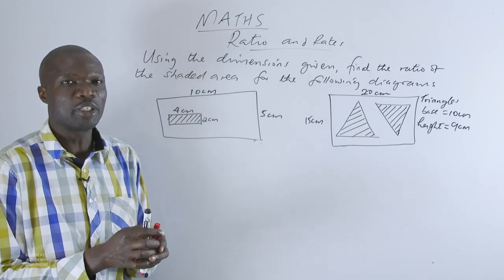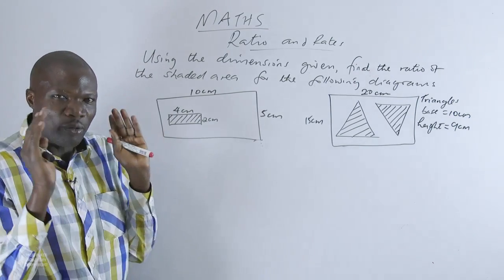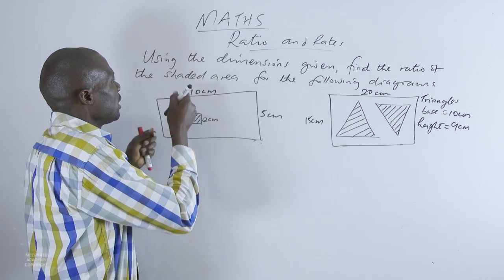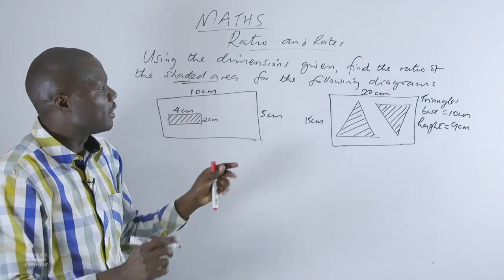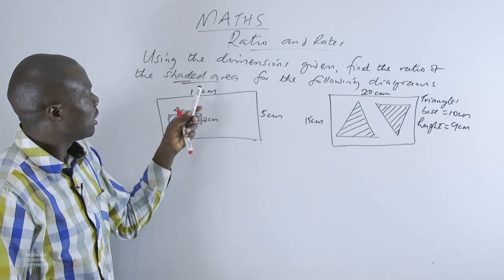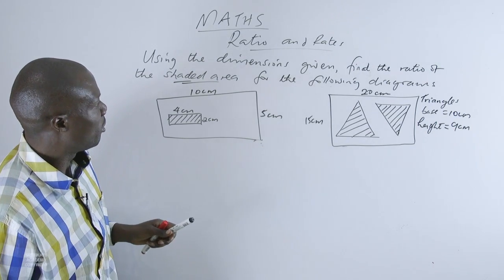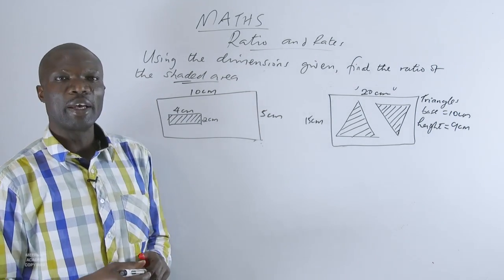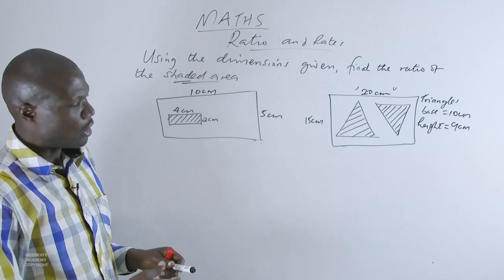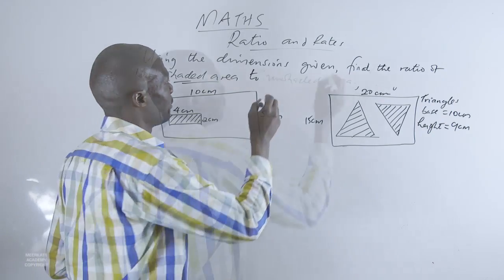So starting with the first one, we first need to know the area, because the question here is, and watch the order. The question is this: find the ratio of the shaded area to, we need to clarify this. It is the shaded area to unshaded. So let us complete that. Find the ratio of each of the following: the shaded area to unshaded area.